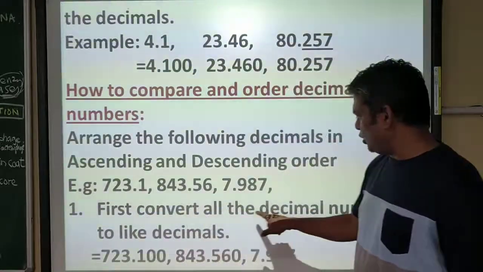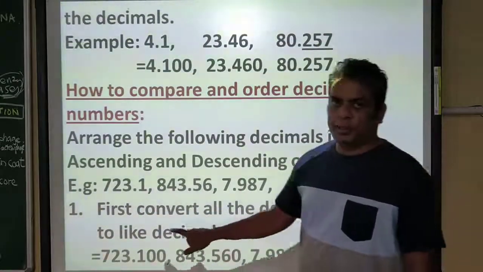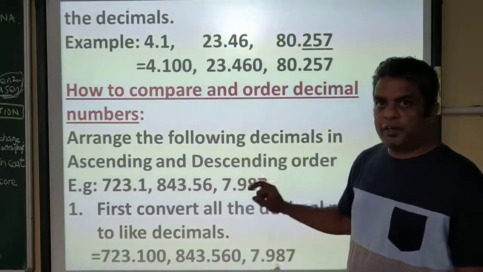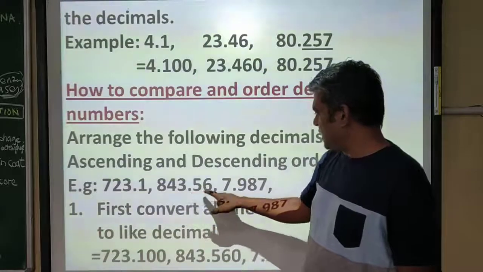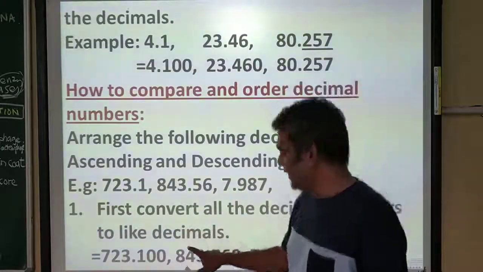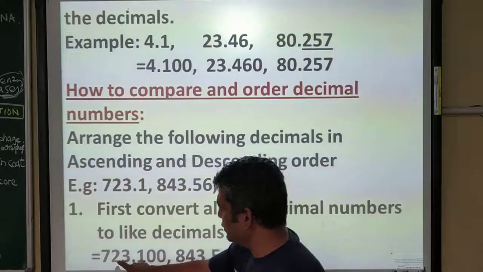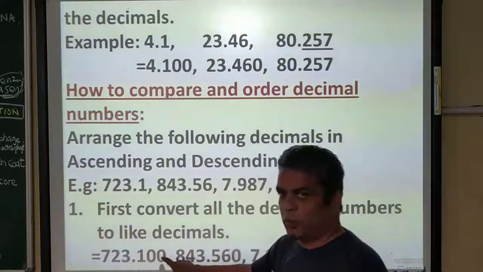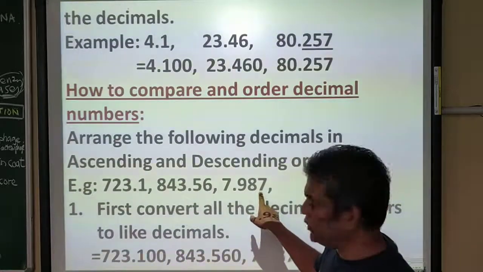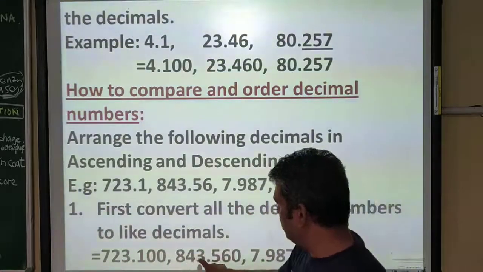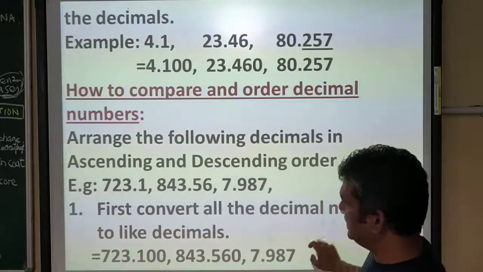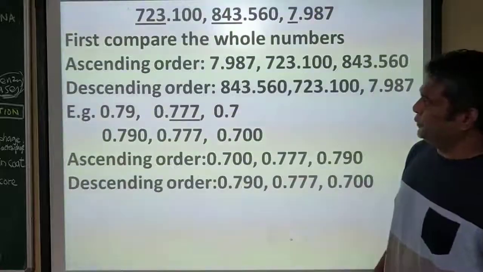First, convert all the decimal numbers to like decimals. Just now I already explained. What is the first point? Find the number of places after the decimal. Maximum is 3. Then convert it by adding zeros. 723.100. So add zeros and make it exactly the same number of places. 843.560 and then 7.987.